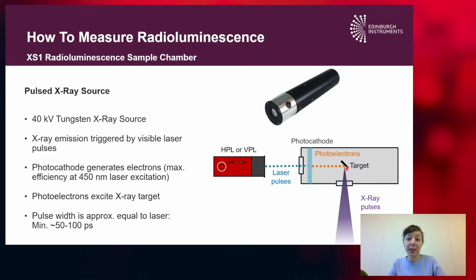These X-ray pulses can be down to 50 picoseconds wide if you use a suitably short pulse laser. This means that we can perform time-resolved radioluminescence if your spectrometer is equipped with a TCSPC upgrade. And if you have a fast detector, you can measure very short radioluminescence or RL decays. I'm going to be using RL throughout the presentation. That means radioluminescence.